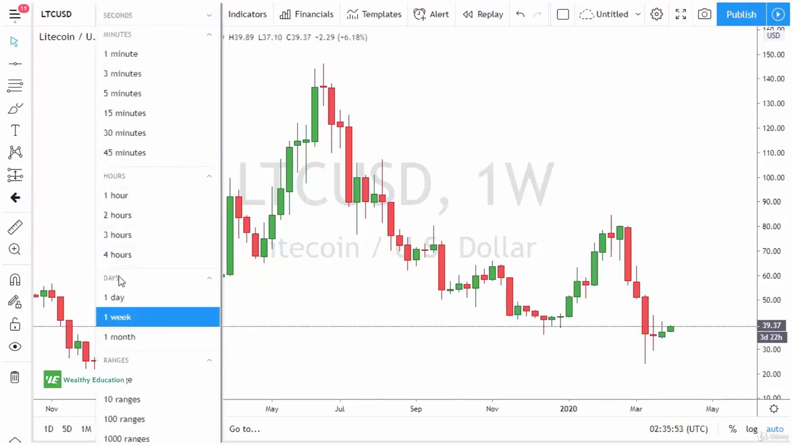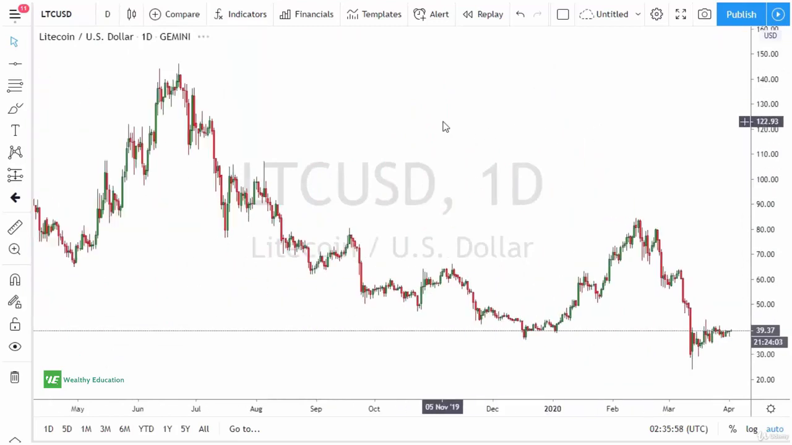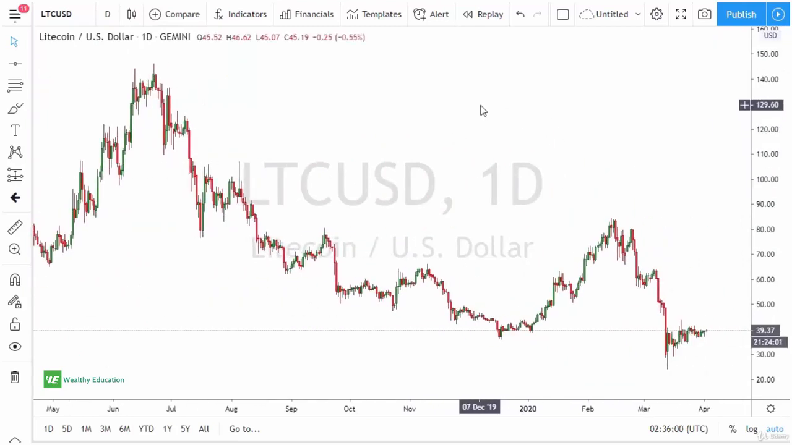And if you go back to the daily, it does tell you the same information. It's just with a lot more candlesticks. So pay attention to what price is doing over the longer term. You are looking to trade with the longer term trend.